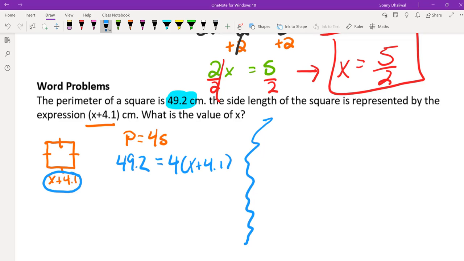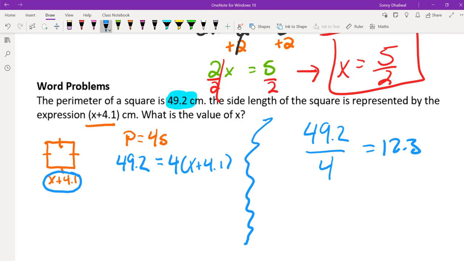So if we have a square and the perimeter is 49.2, and I asked you how big is each side, how would you calculate how big each side was? Divide by 4. So each side is 49.2 divided by 4. What is that number? 12.3? That doesn't look right. Is it 12.3? Yeah, it is. All right.